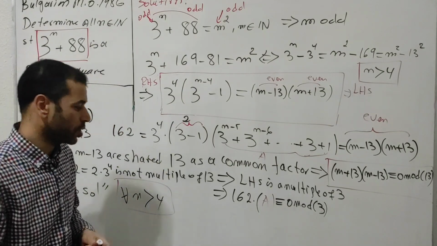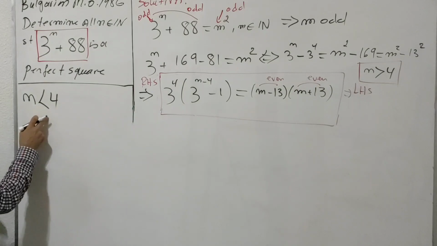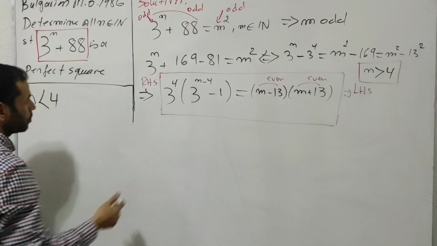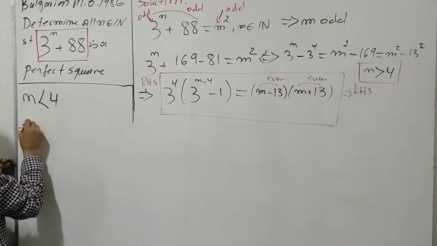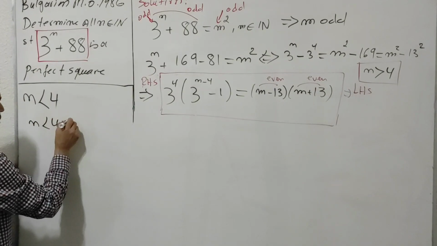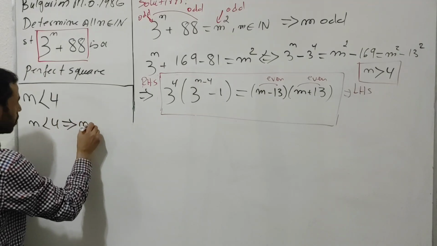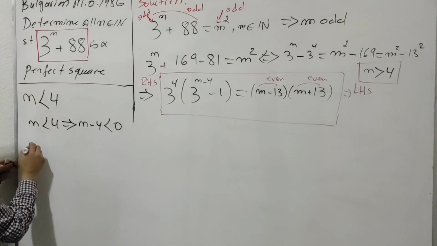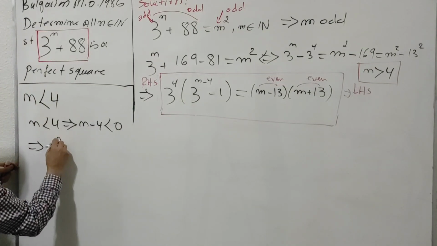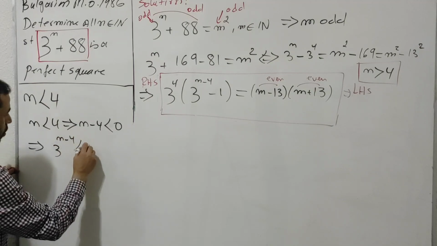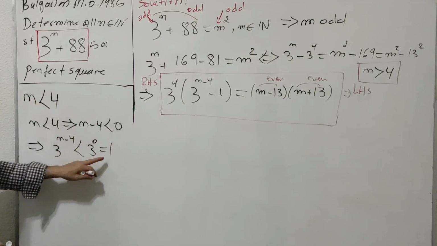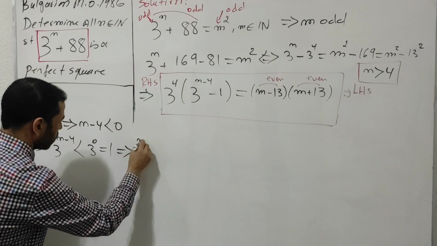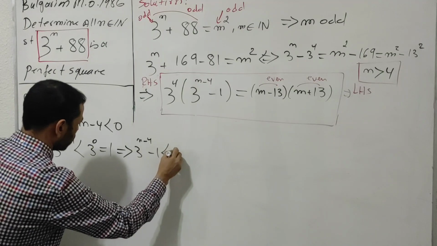Now let's move on to the next case. Now I'm going to do the case when n is strictly less than 4. If you take a look carefully at the left hand side of this expression, I have n strictly less than 4. This implies n minus 4 is strictly less than 0. By using the exponent rule, I get 3 to the n minus 4 is strictly less than 3 to the 0, which is 1. I'm going to bring this one to the left hand side of this inequality. It's giving me 3 to the n minus 4 minus 1 strictly less than 0.